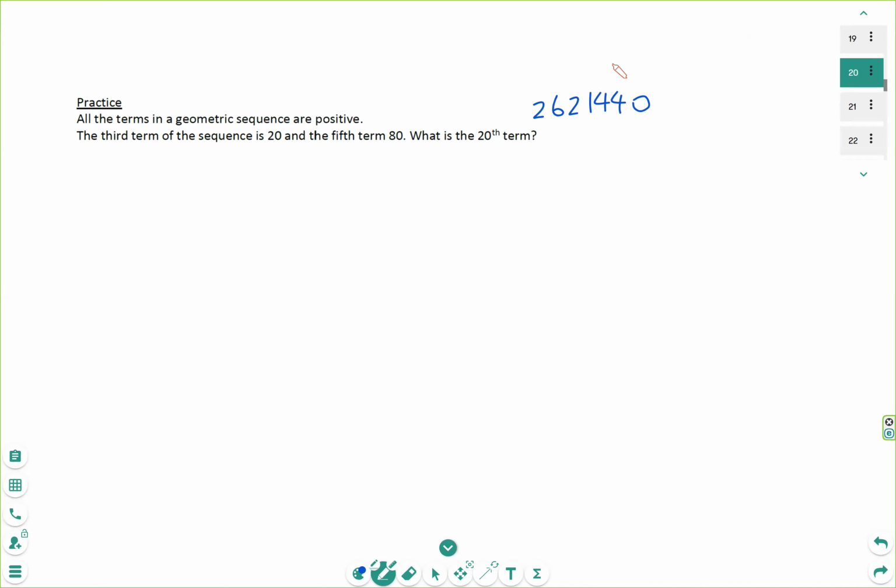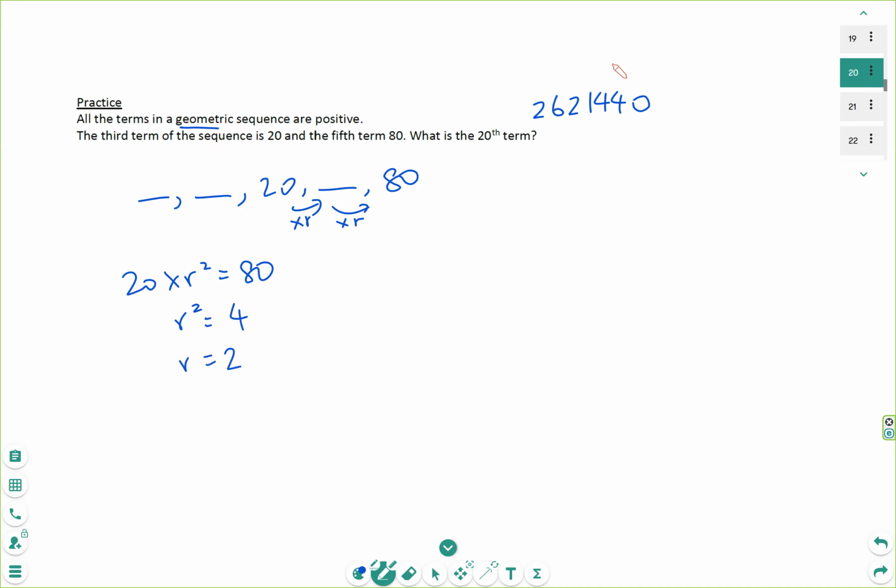I'm going to use the easy method, which is counting terms. The third term is 20, and the fifth term is 80. So what's the 20th term? Let's work out the ratio. When it comes to a geometric sequence, it's all about the ratio. So times r, times r. That means 20 times r squared equals 80. So r squared equals 4, r equals 2. So how do I know it's not minus 2? Because they say all terms are positive. That's why you ignore the negative 2.